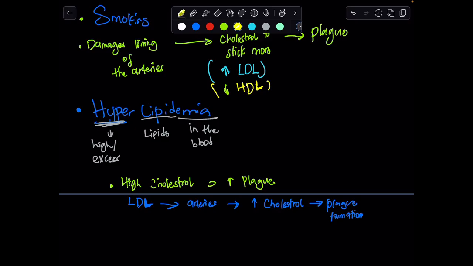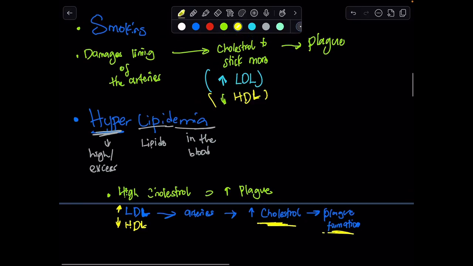So we have what? We have an increased LDL in the body. Lazy Luffy just keeps dropping it off, and now there's not a lot of helpful Luffy. So what happens? It stays there. When it stays there, cholesterol increases, and increased cholesterol causes plaque formation, okay?